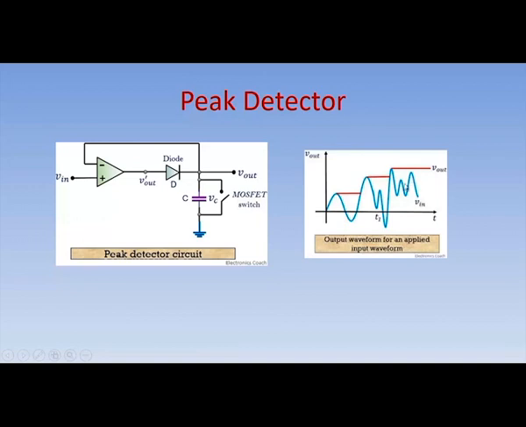Similarly, these two peaks are missed out because the input voltage is not higher than the capacitor voltage which is already stored across the capacitor. And the voltage across the capacitor can be discharged by connecting a MOSFET switch in parallel. So, this is the peak detector which can be used for detecting and storing the values of the positive peaks present at the input. If the diode is reversed, then you can detect the negative peaks present at the input.